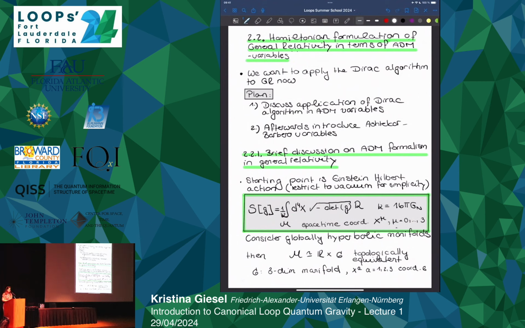Now we would like to introduce a notion of time in order to define canonical momenta. And for this, we have to restrict to globally hyperbolic manifolds, which can be written as R cross sigma, where sigma is a 3-dimensional manifold. Now on this 3-dimensional manifold, I also introduce coordinates, which I call lowercase x^a, and a runs from 1 to 3 here.